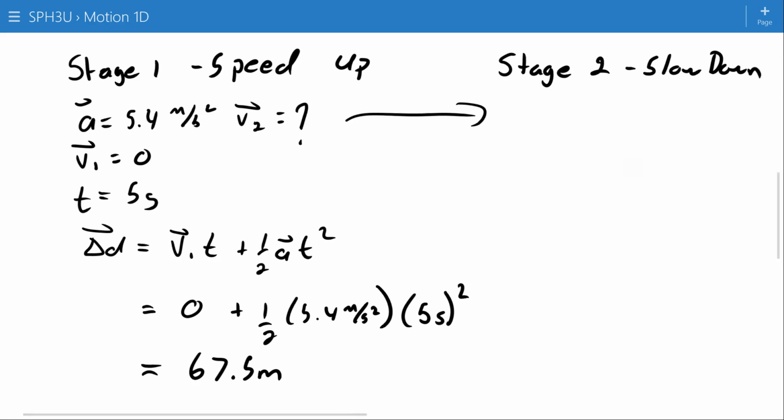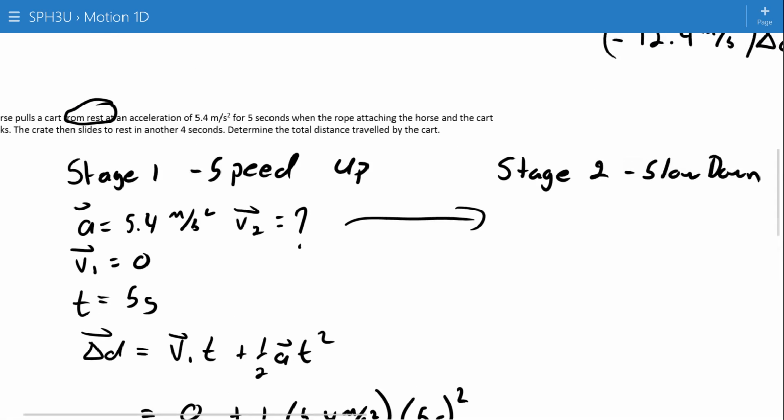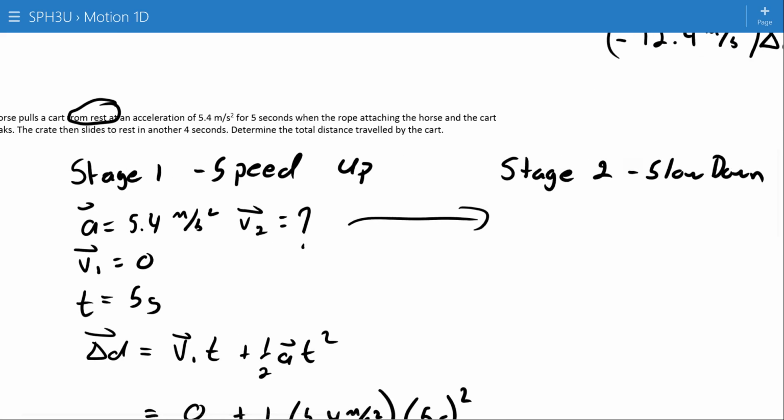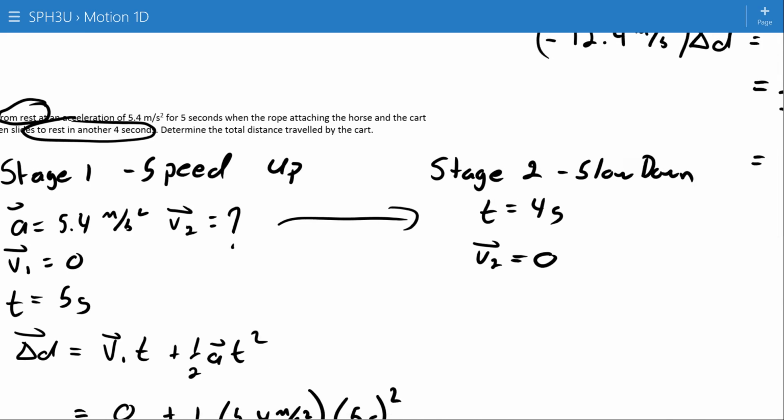On the other hand, when I go to do stage 2, I know how far I went in stage 1. In stage 2, I know that my time is 4 seconds for me to come to rest. But remember way back I said you always need 3 of these variables to find the 4th. And I don't know anything else about this motion. I don't have an acceleration. I can't assume it accelerates at the same rate that it sped up. It's slowed down. That doesn't make any sense. I don't know the displacement, that's what I'm looking for. And I don't know the initial speed.